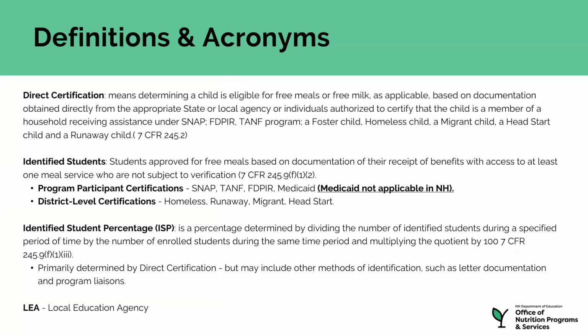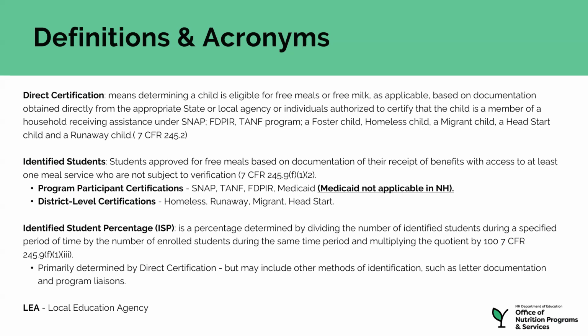So I wanted to provide some definitions of topics and acronyms that will be used throughout the presentation just to give a background. So direct certification means determining a child is eligible for free meals based on documentation obtained directly from the appropriate state or local agency, or individuals authorized to certify that child. And that child would have to be a member of a household receiving assistance under SNAP, FDPIR, or TANF, or be a foster child, homeless, a migrant child, a Head Start child, or a runaway child.